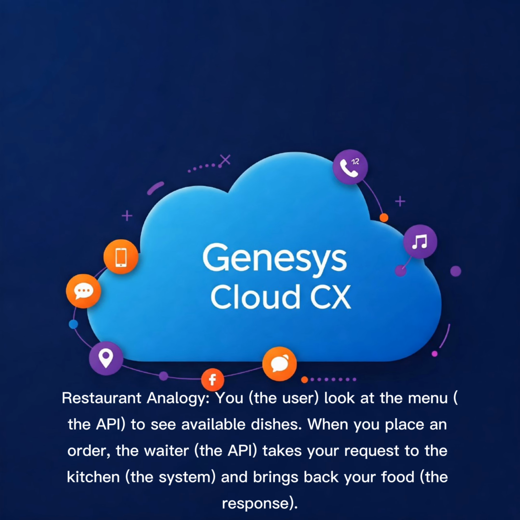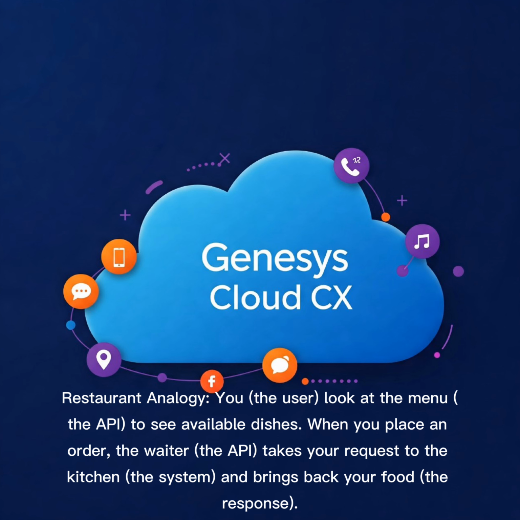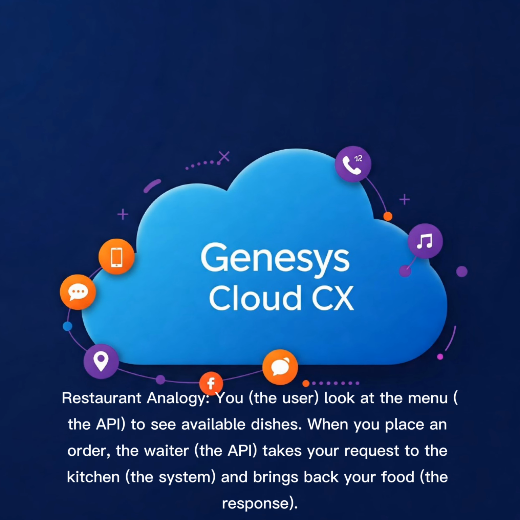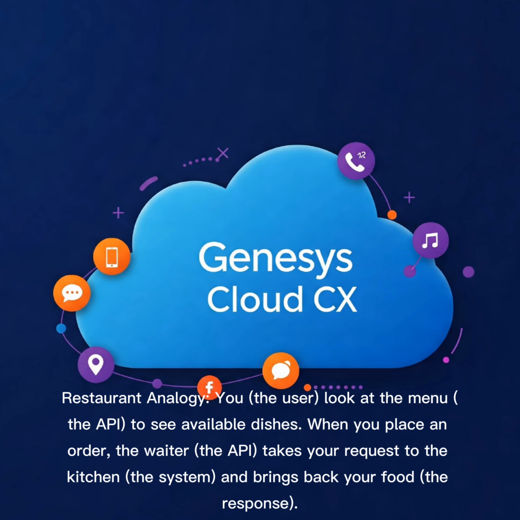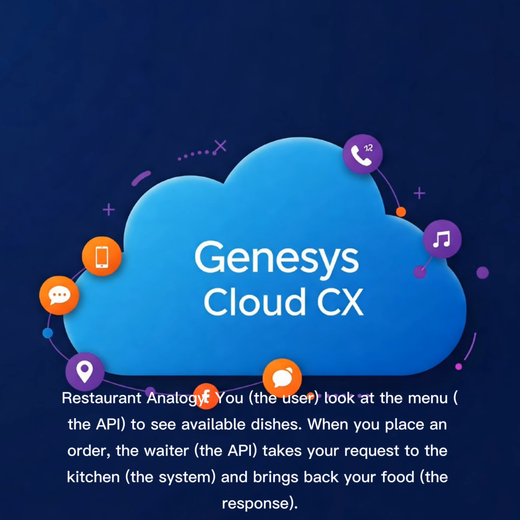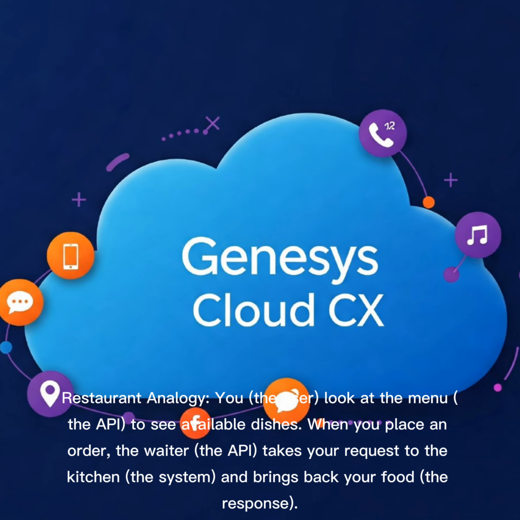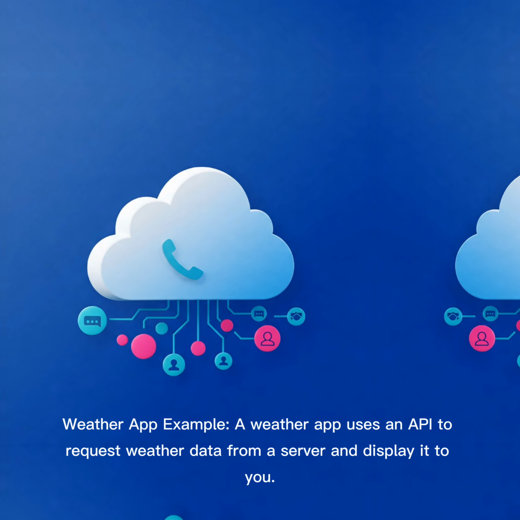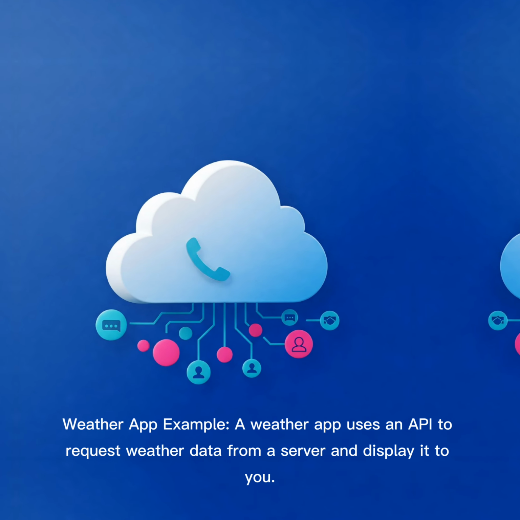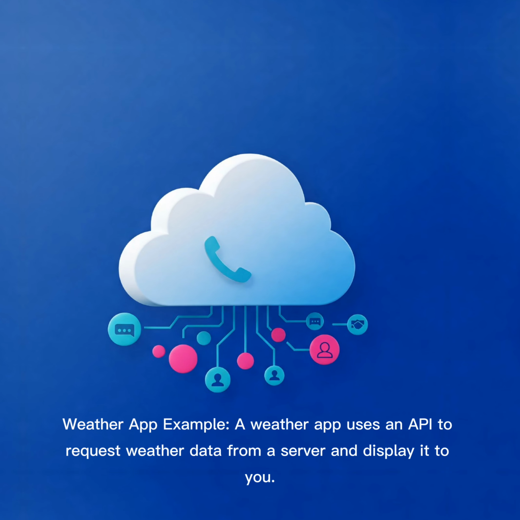Analogies. Restaurant analogy: you, the user, look at the menu, the API, to see available dishes. When you place an order, the waiter, the API, takes your request to the kitchen, the system, and brings back your food, the response. Weather app example: a weather app uses an API to request weather data from a server and display it to you.